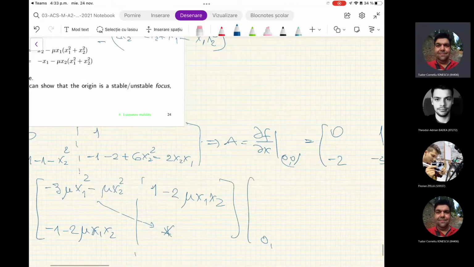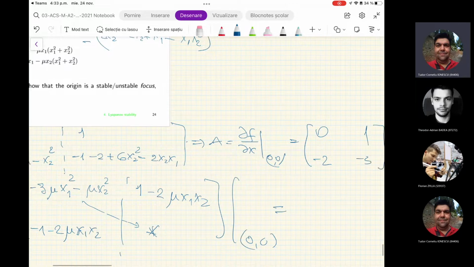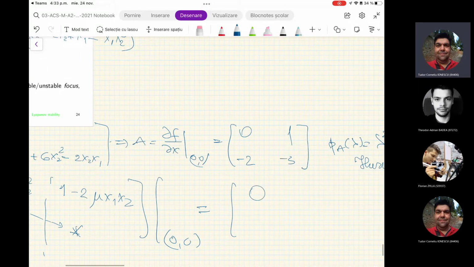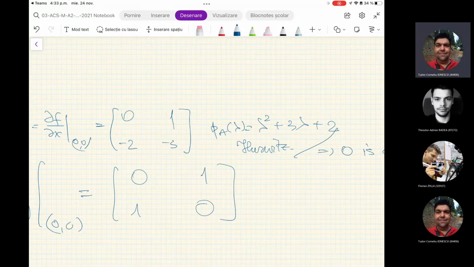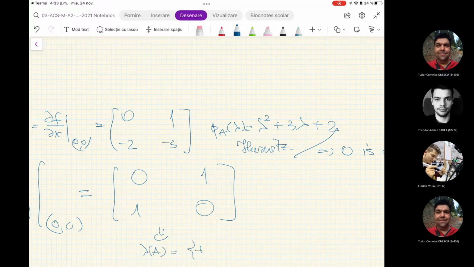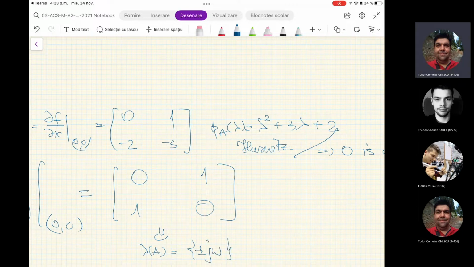Okay, and if you take this in 0, 0, this equals 0, 1, 1, 0. This is undecidable because this has the eigenvalue lambda of A plus minus j omega. Okay, so cannot decide.